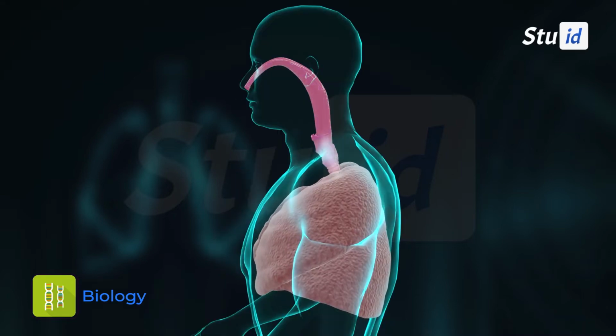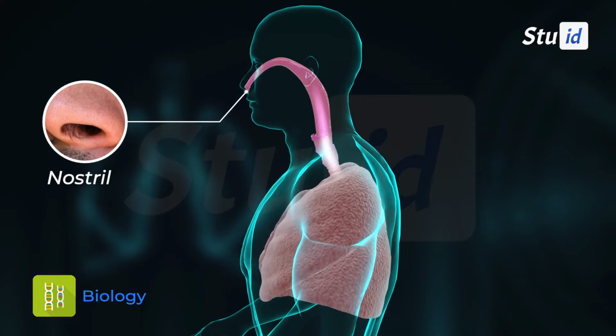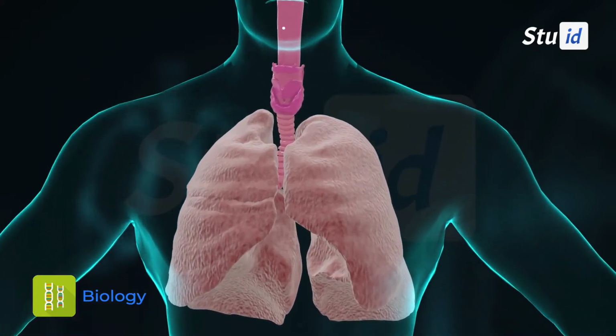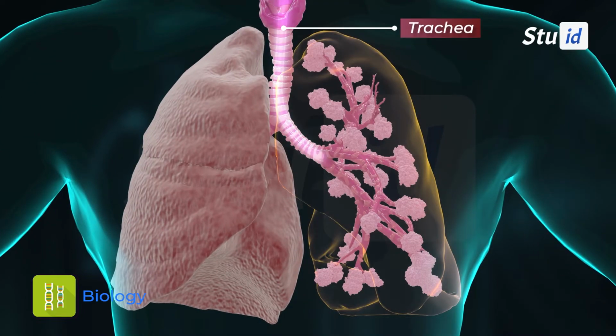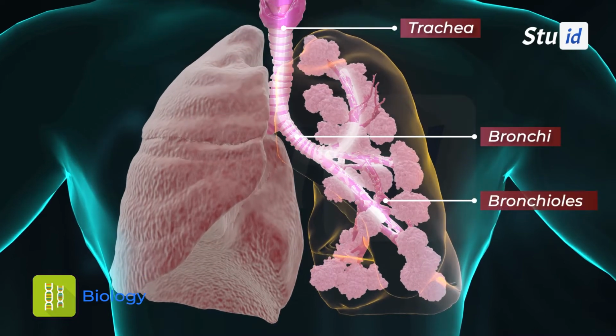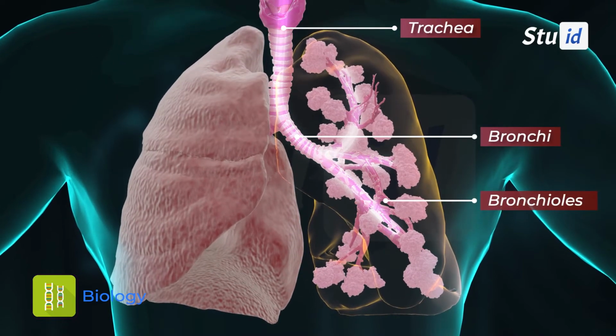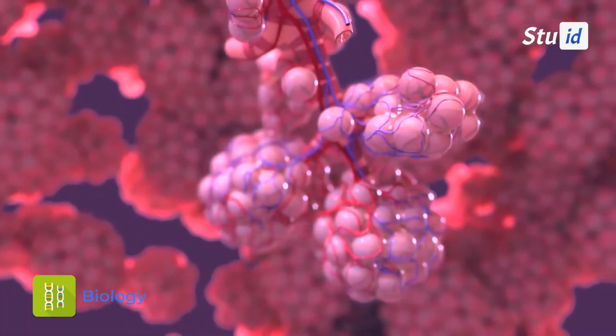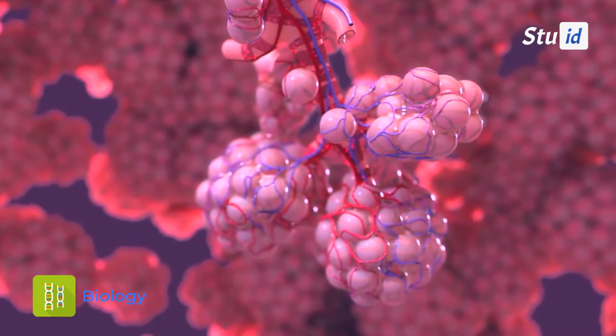Now, respiration in human beings is further interesting. In human beings, the air enters into the body through nostrils. As you can see here, the air from the nostril moves through the trachea and enters into a branch tube called bronchi, then into bronchioles, and finally into the balloon-like structures called alveoli. These alveoli provide a surface where the gas exchange takes place.